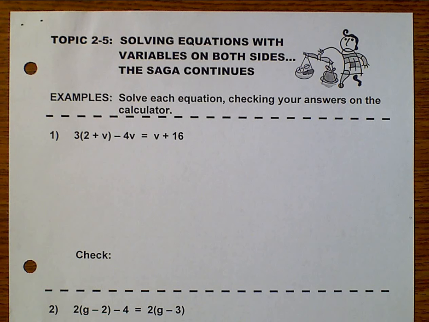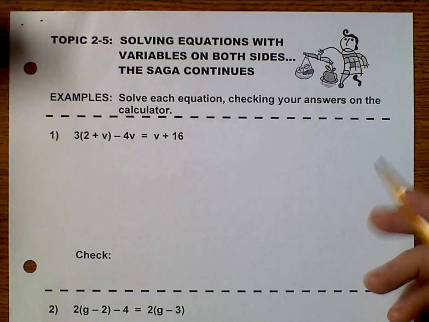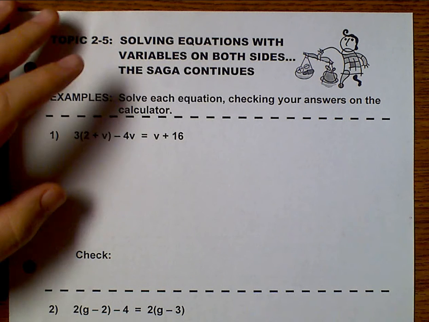Hello, this is Algebra 1, topic 2-5. Going to be talking about how to solve equations with variables on both sides. So to solve this equation, we're going to be checking and then checking our answers, and we've got a few steps that we need to follow. I'm going to go ahead and write them over here.